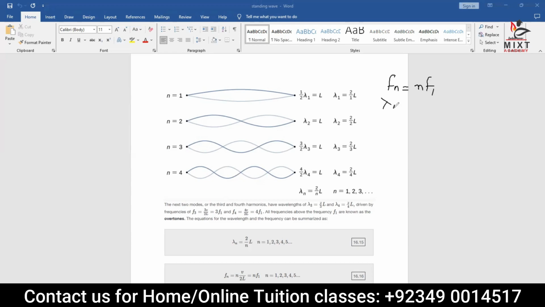So basically, how many formulas do you have? One is lambda n equal to 2L upon n. One is Fn equal to nF1. One is F1 equal to V upon 2L. This is all we have for stationary waves, at least for your course. There are further formulas, but we have only this. I didn't see anything else. If you find anything, let me know.